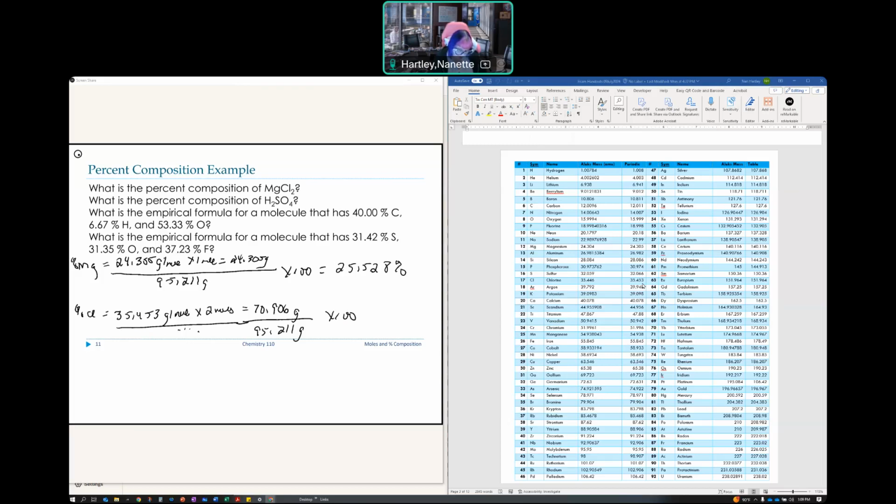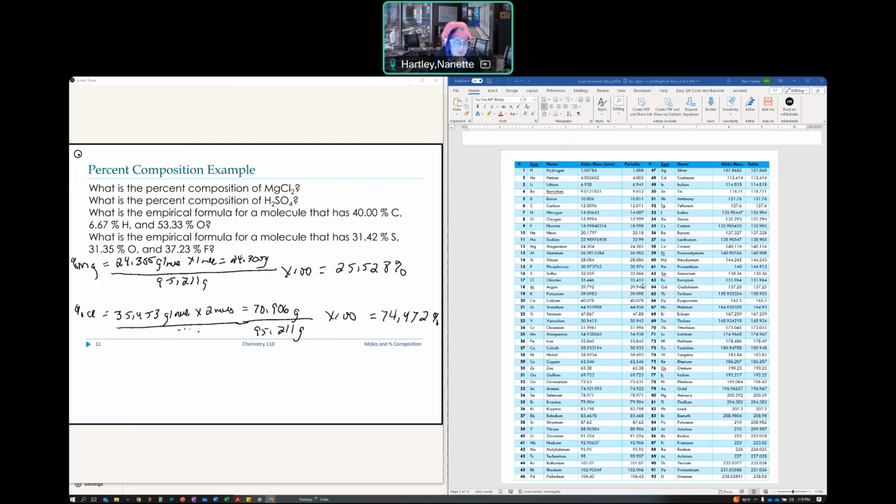And that gives me 25.528%. And then I take the 70.906 and I divide that by the 95.211. Multiply that by 100. And that gives me 74.472%. And again, if I add those two together, it gives me 100% exactly. So cool. Must be right. Awesome. I love it.